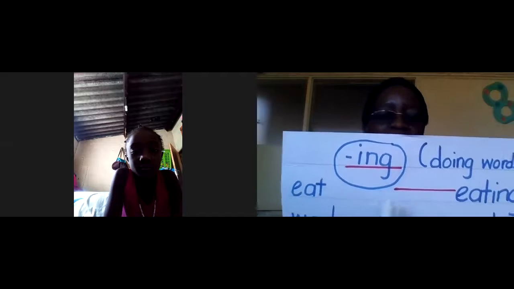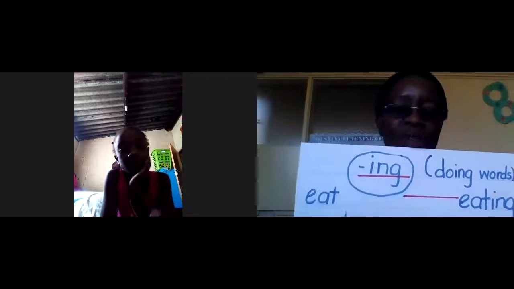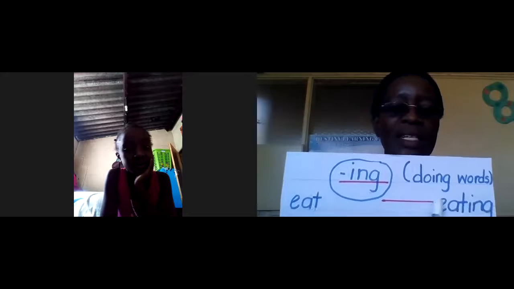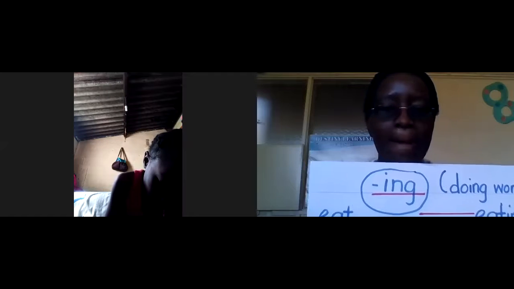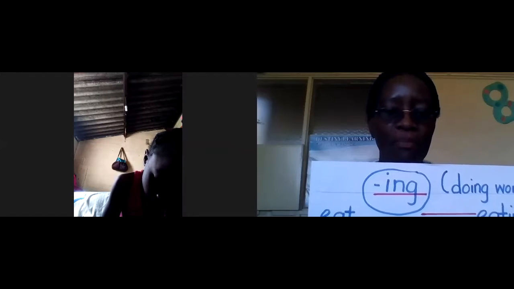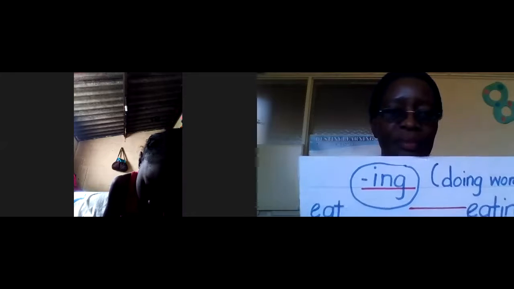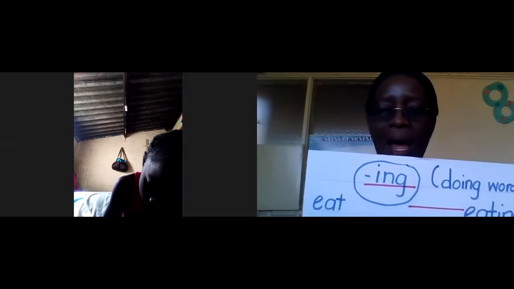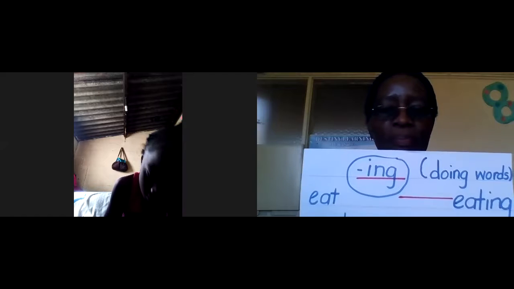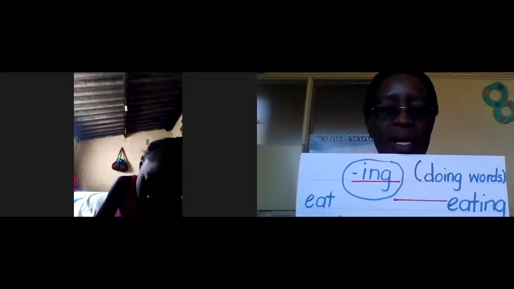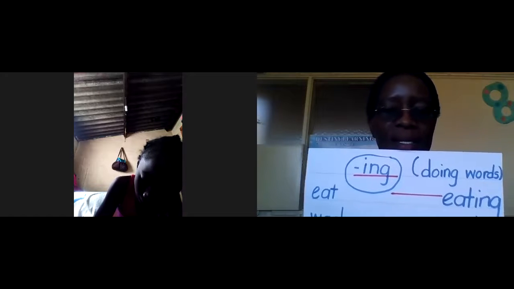So from the word eat, we get eating. You get that? Can you also write the word eating? Eat, eating. Simply adding ing at the end. We're talking about how we form the doing word. Eat, eating.